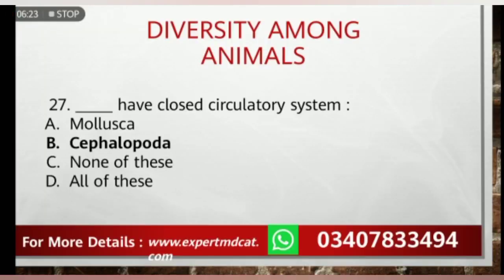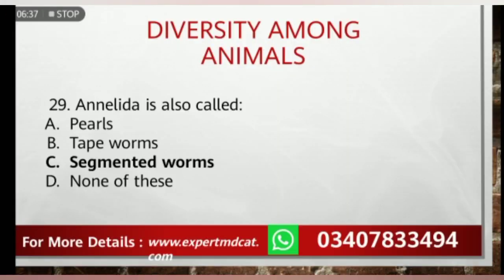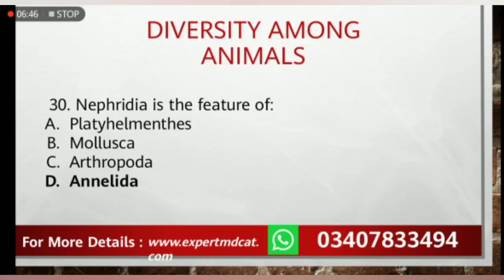Dash have closed circulatory system: Mollusca, Cephalopoda, none of these, or all of these? Correct option is Cephalopoda. Myriapoda is of phylum Annelida, Mollusca, Arthropoda, or none? Correct option is Arthropoda. Annelida is also called pus, tapeworm, segmented worms, or none of these? Correct option is segmented worms.